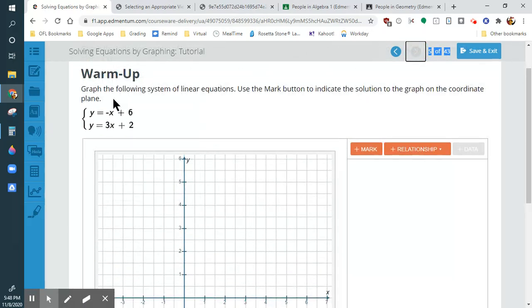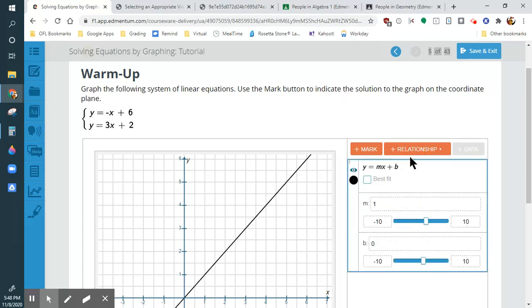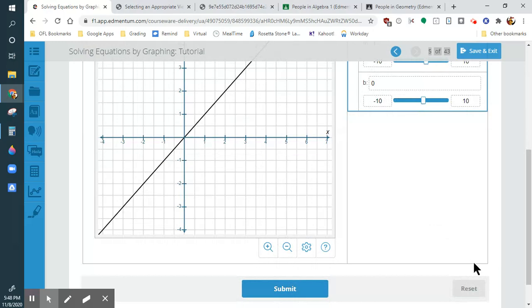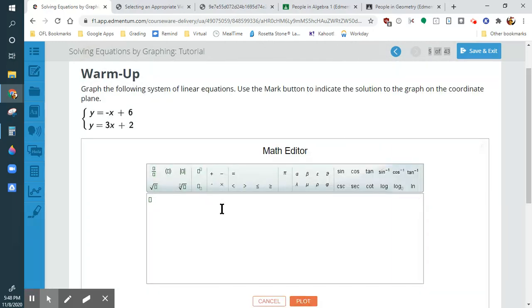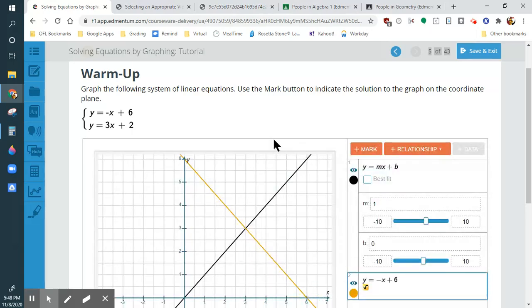If we're solving this, what we're going to want to do here is, I like doing custom. You could do linear, but you would have to adjust your slope and y-intercept. So I'm just going to not do that and go straight into custom. This one just allows me to write them in. They want you to get used to their graphing calculator as a resource. To be honest, we're going to use Desmos more. I believe they have a better calculator.